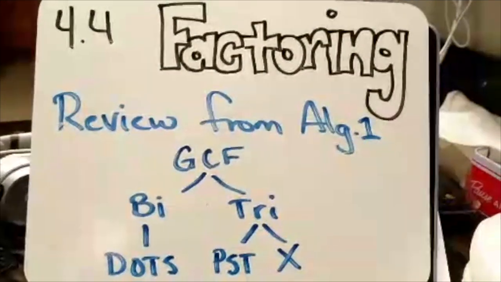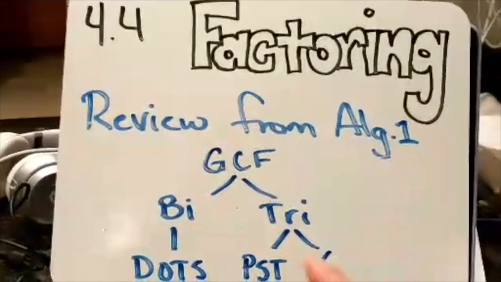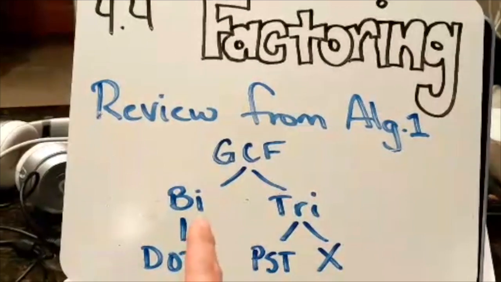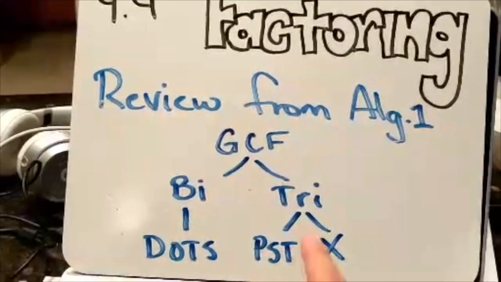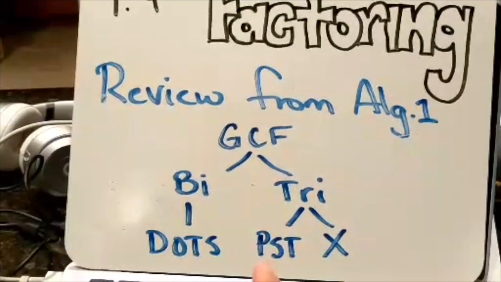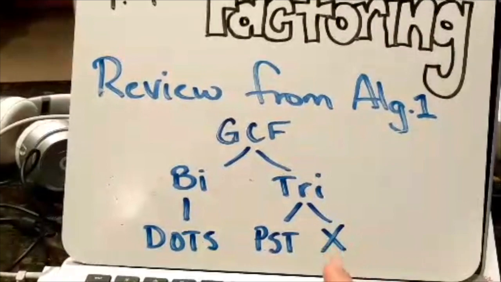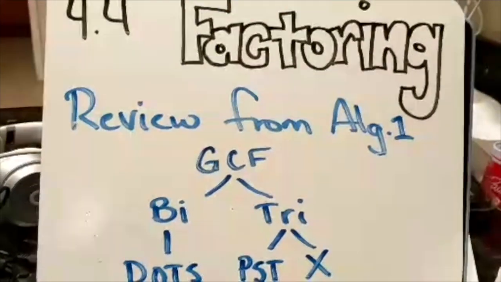First thing you're always going to check is if there is a greatest common factor. Once you check that, you check to see if it's a binomial or a trinomial. If it's a binomial, you check to see if it's a dots problem, a difference of two squares. If it's a trinomial, you check to see if it's a perfect square trinomial, and if it's not, it could just be a normal diamond problem. And I'm going to do some problems in just a minute to show you.